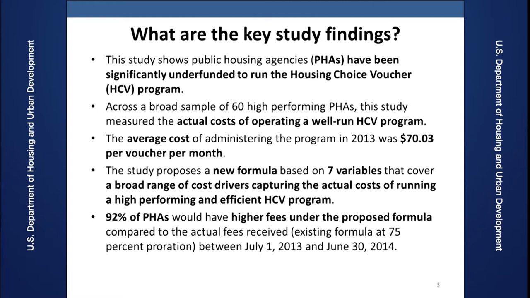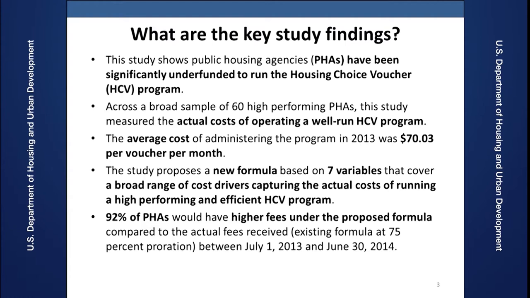So I'd like to start by presenting an overview of the key study findings, many of which we'll get into as the presentation goes on. One of the key findings is that the PHAs have been significantly underfunded to run the Housing Choice Voucher program. This finding comes out of careful measurement of the actual costs of operating the program at 60 high-performing PHAs across the country. Across the 60 PHAs, the average cost of administering the program in 2013, which was our study period, was approximately $70 per voucher per month.